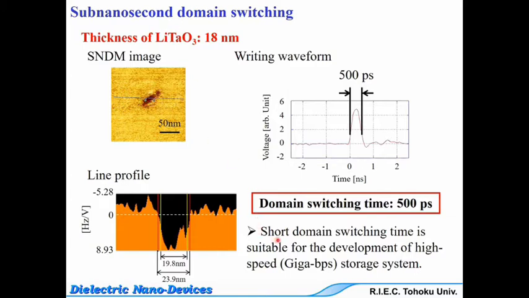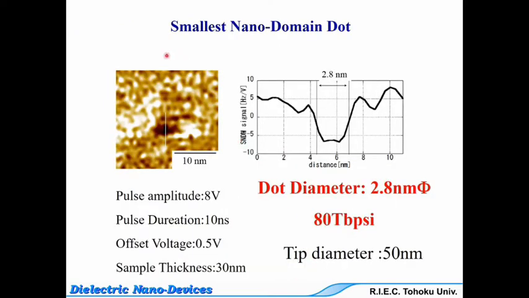This means short domain switching time is suitable for the development of high-speed gigabit per second order storage systems. Next, we investigated how small a nanodomain dot can be formed, and we obtained this small nanodomain dot. In this case, we applied a pulse voltage with an amplitude of 8 volts and duration of 10 nanoseconds to the sample with a thickness of 30 nanometers, and the obtained nanodomain dot size is 3.8 nanometers.